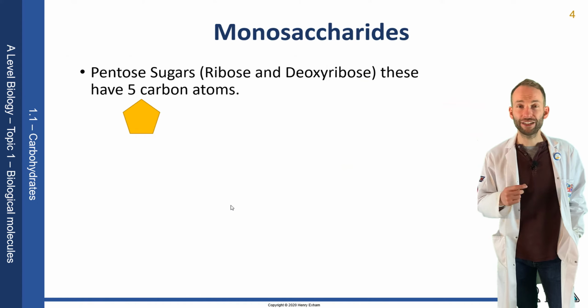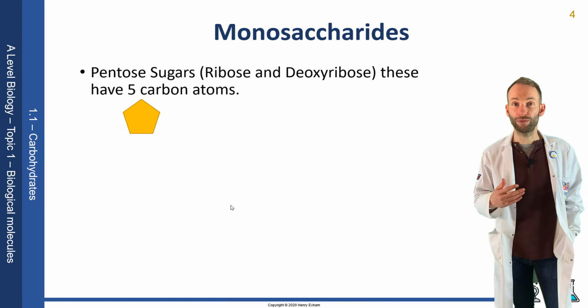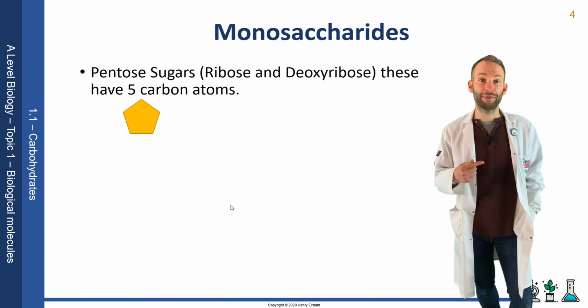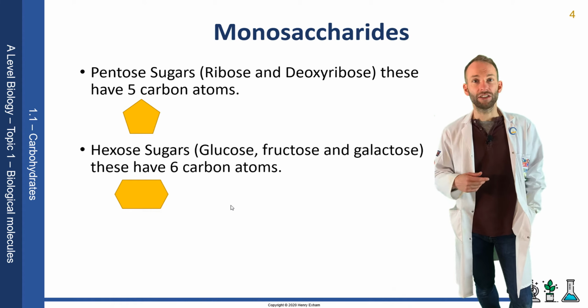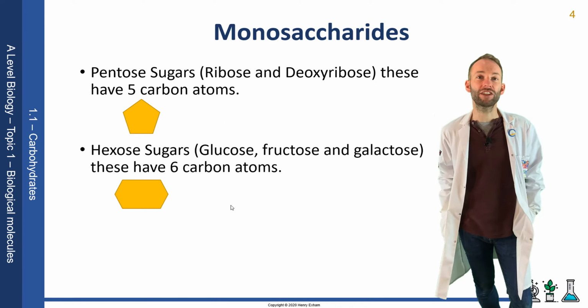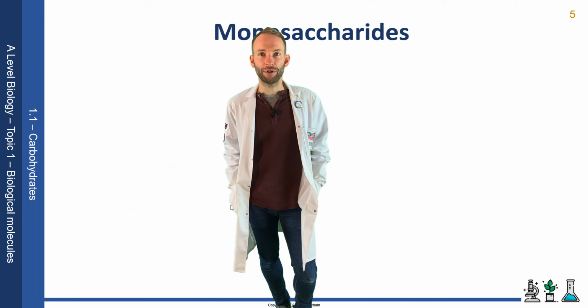They could be pentose sugars, they're in the shape of a pentagon, they've got 5 carbon atoms. The examples are ribose and deoxyribose, the sugar that you use to make DNA. Or they could be hexose sugars in a hexagon, such as glucose, fructose and galactose, and they all have 6 carbons in them. Now, you need to know the structure of ribose in more detail.